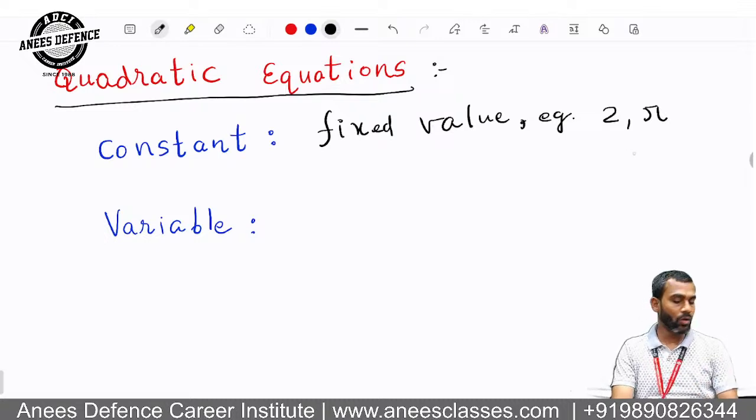Pi is constant or variable? Constant. Okay. What about e? What about root 2? What about 0? Very good. Now variable means, tell me.